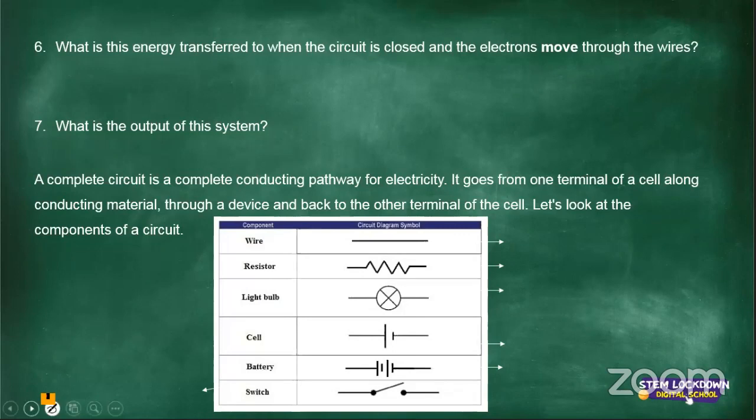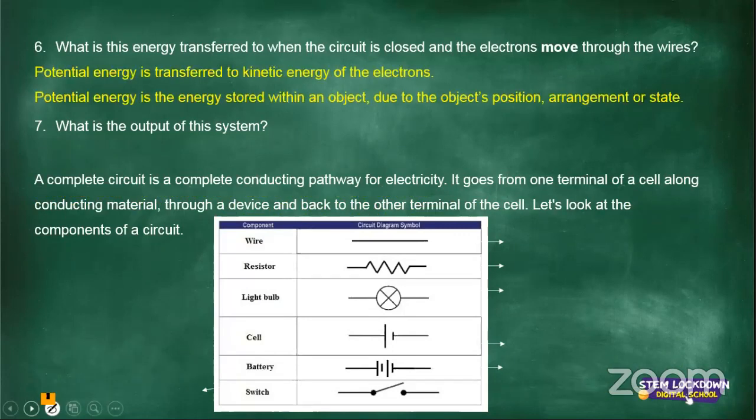So let's see. We say that potential energy is transferred to kinetic energy of electrons. So potential energy is basically stored energy that the object has. So potential energy is energy that's not moving, and it's due to the object's position and the arrangement or state. Okay, so now this potential energy is now transferred. So what is this energy that is transferred? So potential energy is transferred to kinetic energy. So kinetic energy is moving energy.